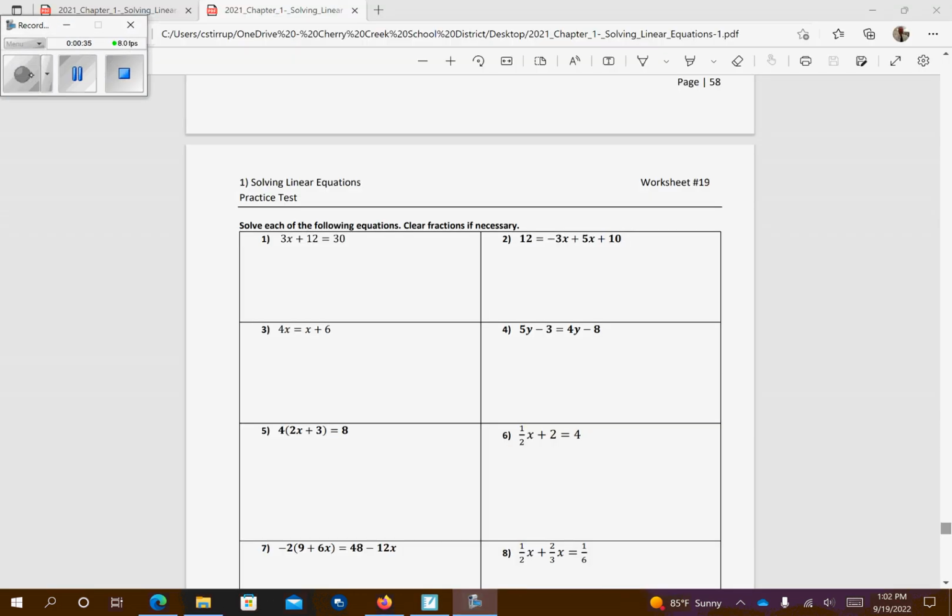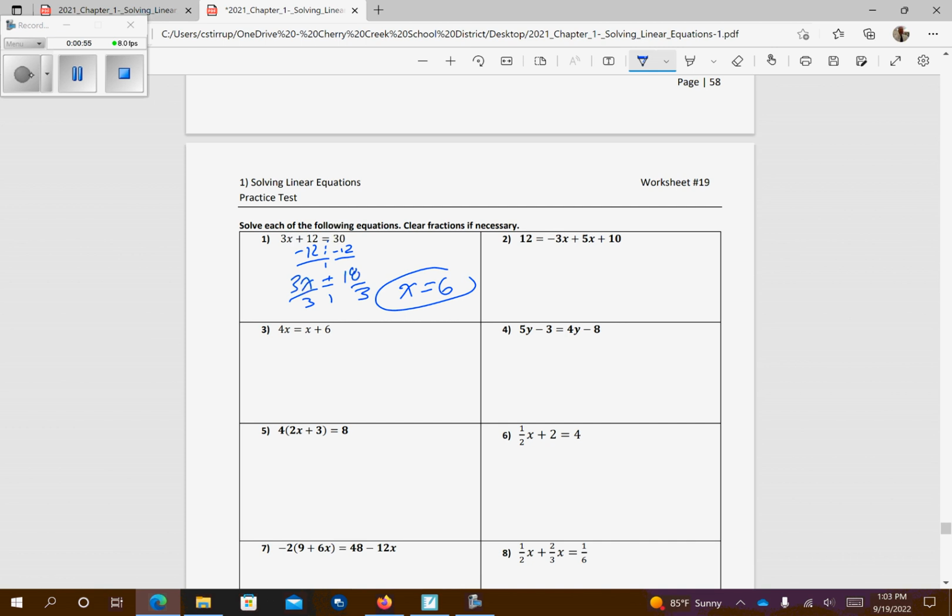Okay, so let's take a look at this page. So we're going to go ahead and solve for x. I'm going to subtract 12 from both sides, because that's the opposite. So I get 3x is equal to, is that 18? Divide each side by 3. So we find that x equals 6.